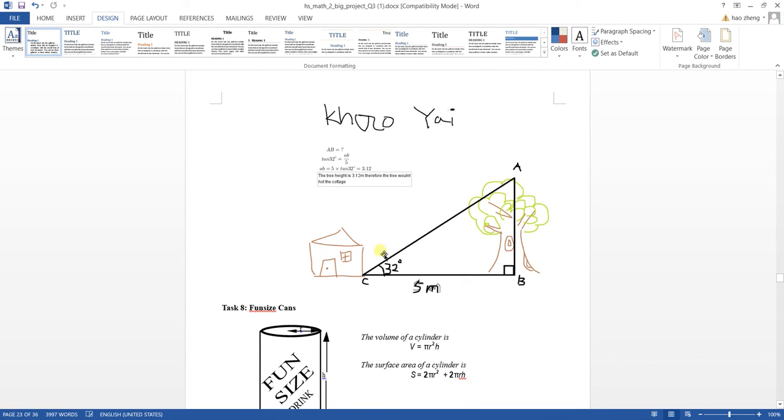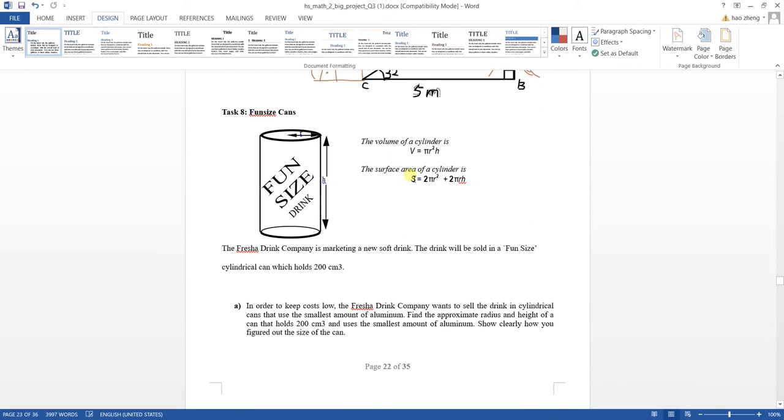So what you do is draw a triangle, and then here's the meter, how long it is, you do it with the tree. Here's the data, and you do the same thing here. You input the information, and you found the answer is 3.12. So the tree height is 3.12. Therefore, it's not gonna hit your house because your house is 5 meters far away.